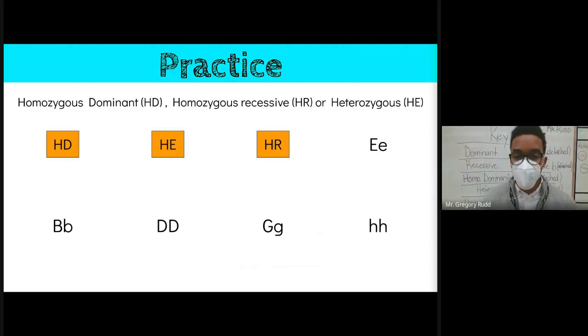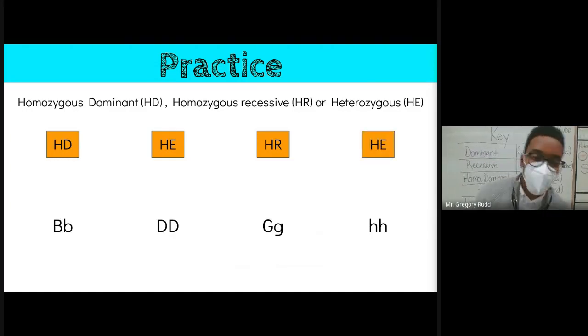It's got to be heterozygous. Remember, homo means same. Are these the same? No, they're different. So when we see that they are different, it's got to be hetero. One is dominant, one is recessive. So they're different. So that in this case means that they are heterozygous. Hetero is a prefix meaning different.